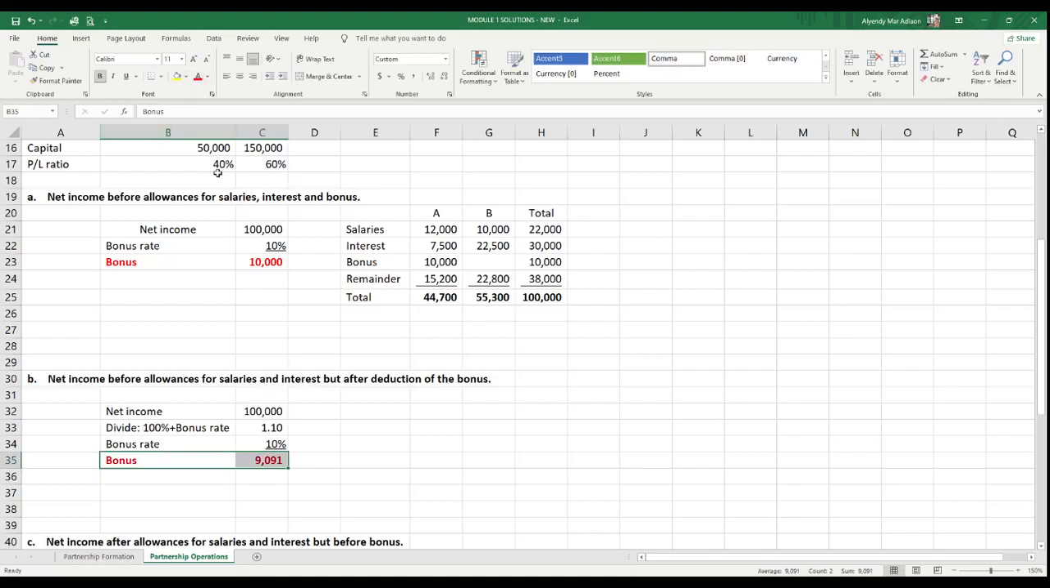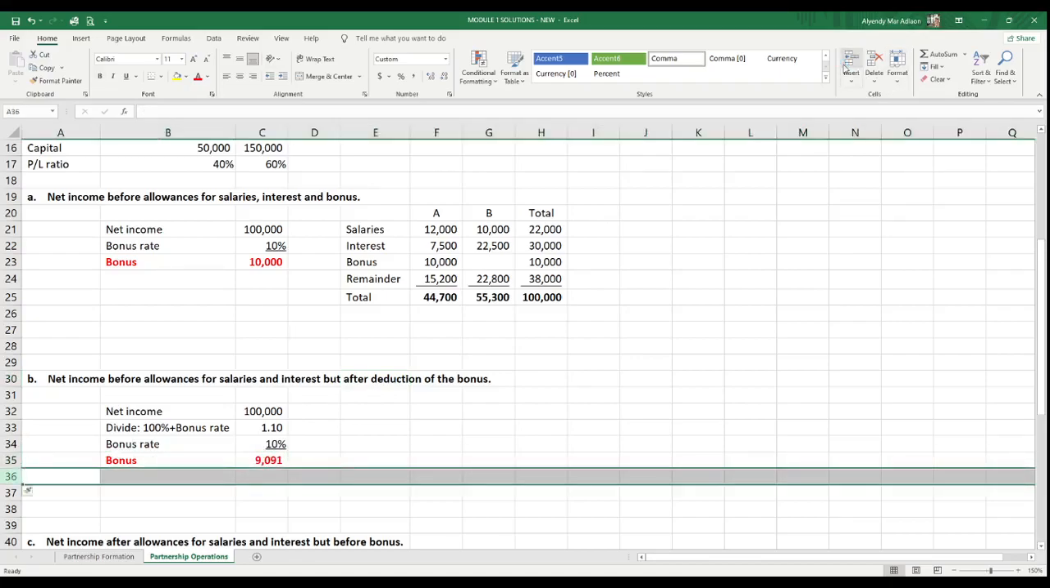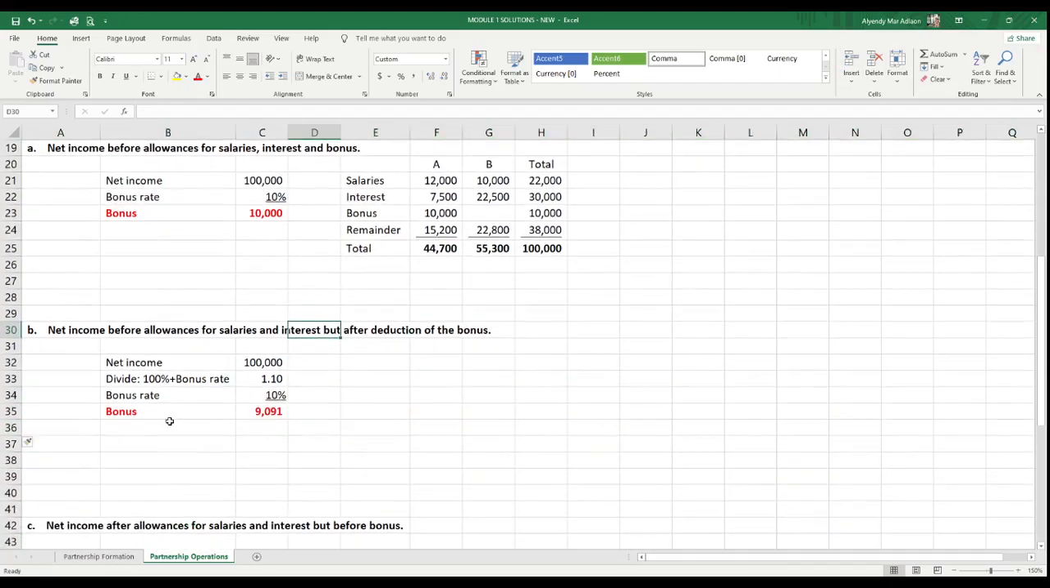So see the difference between the first method and the second method. In the first method, it was directly multiplied. In the second method, before you multiply by the bonus rate, you first have to divide it by 100% plus the bonus rate of 10%. Now, why is this done? How can we say that this is actually based on the net income after bonus? That is because when you say net income after deduction of the bonus, that means we have the net income.